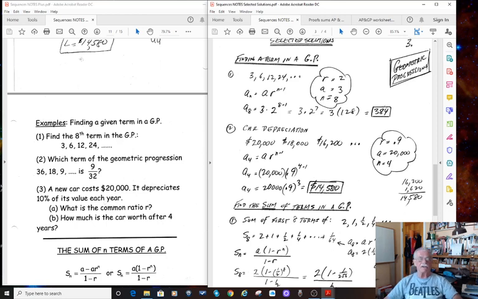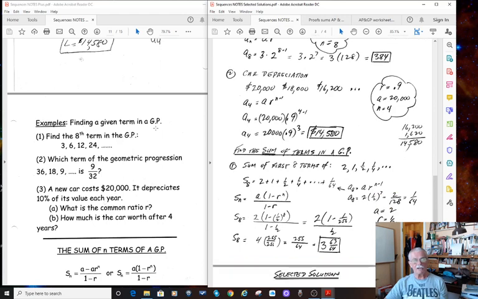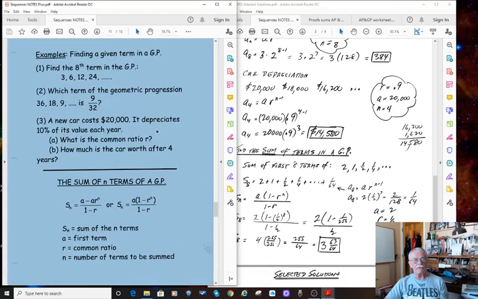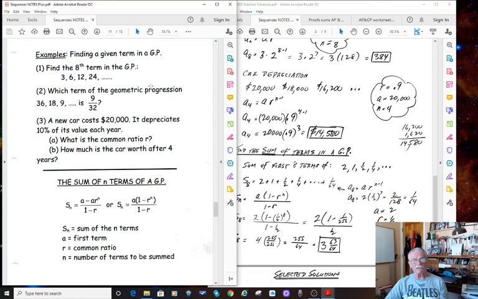And you see this idea of the n minus 1 also in the arithmetic progression where we add n minus 1 common differences. Here, we're raising our common ratio, r, to the n minus 1 power because we're beginning with the first term. Okay? Okay, so let's do an example. You can do number 2 for yourself. The solutions are on Blackboard.